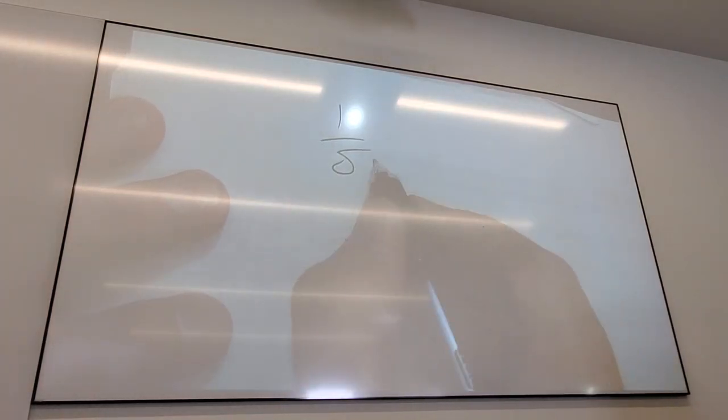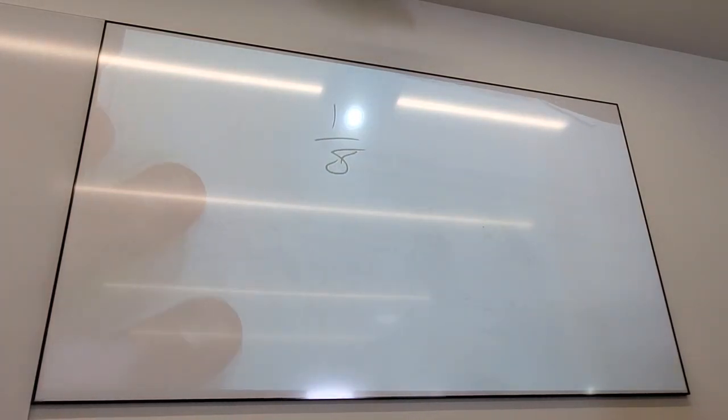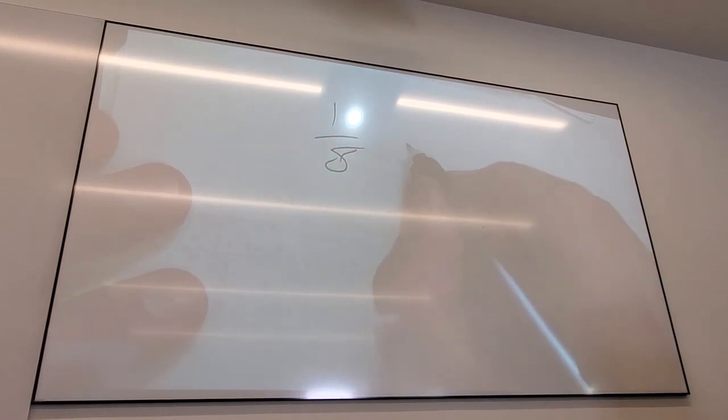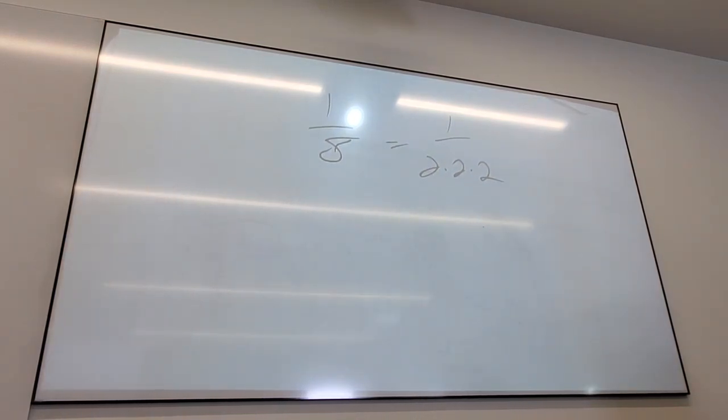If I give you a fraction and the bottom only has 2s or 5s, so for example, 1/8, will that be terminating? What's 8 made of? 3 2s. Does it have anything other than 3 2s? No, it's 2 times 2 times 2. It only has 2s in it, yes? So of course it's going to terminate.